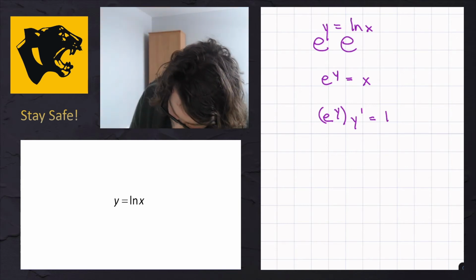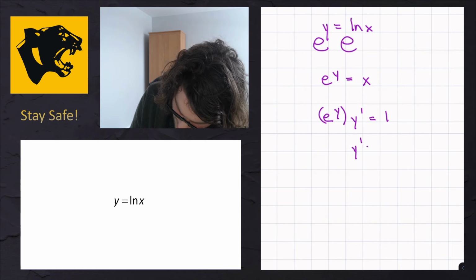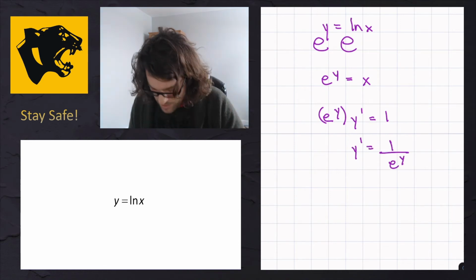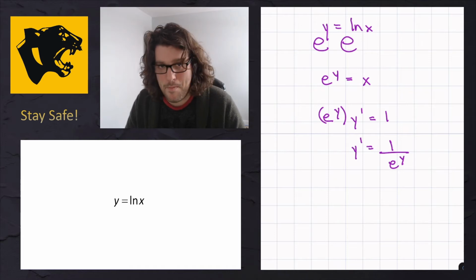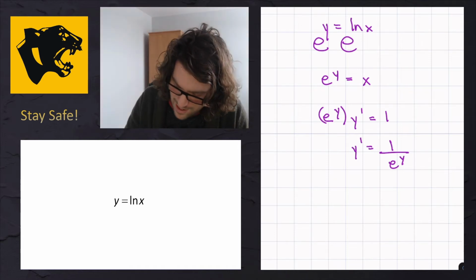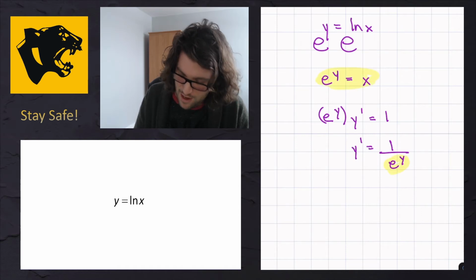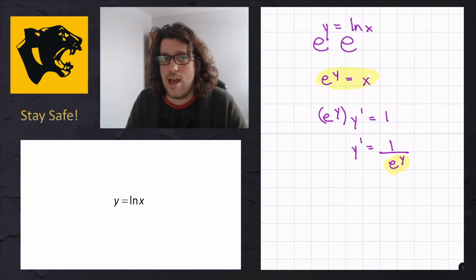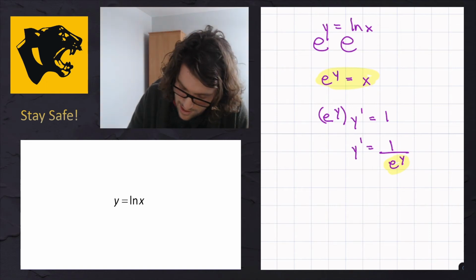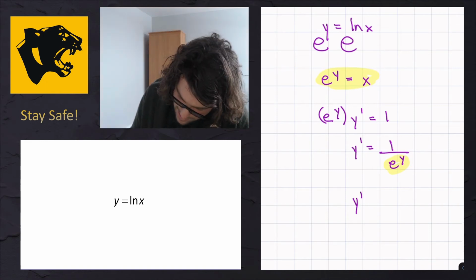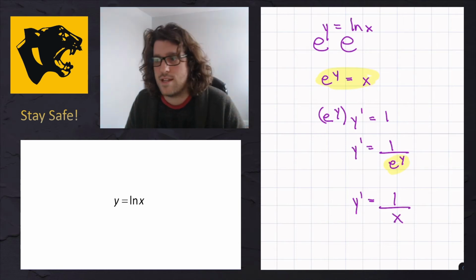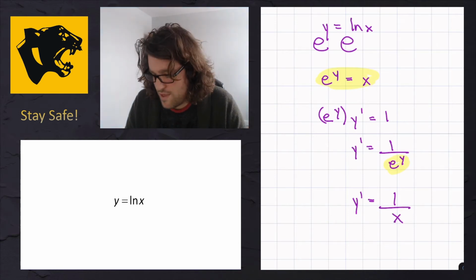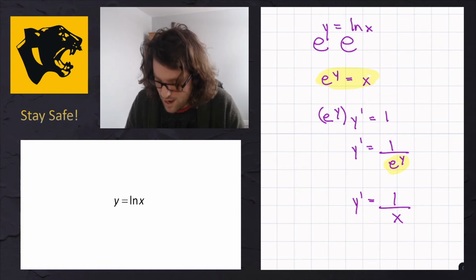And so if we shuffle things around, we have that y prime is equal to 1 over e to the y. In this case, I can backtrack a little bit and say, ooh, but e to the y, I have a statement for that right here. e to the y is actually just x. So we can tidy that up even more and say that y prime is equal to 1 over x. That's really cool that it can be equal to just 1 over x.